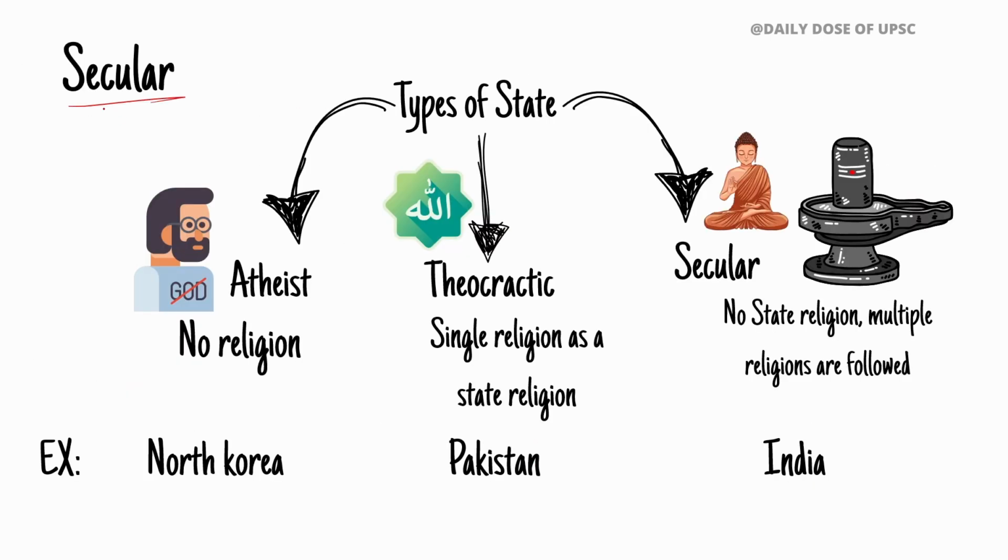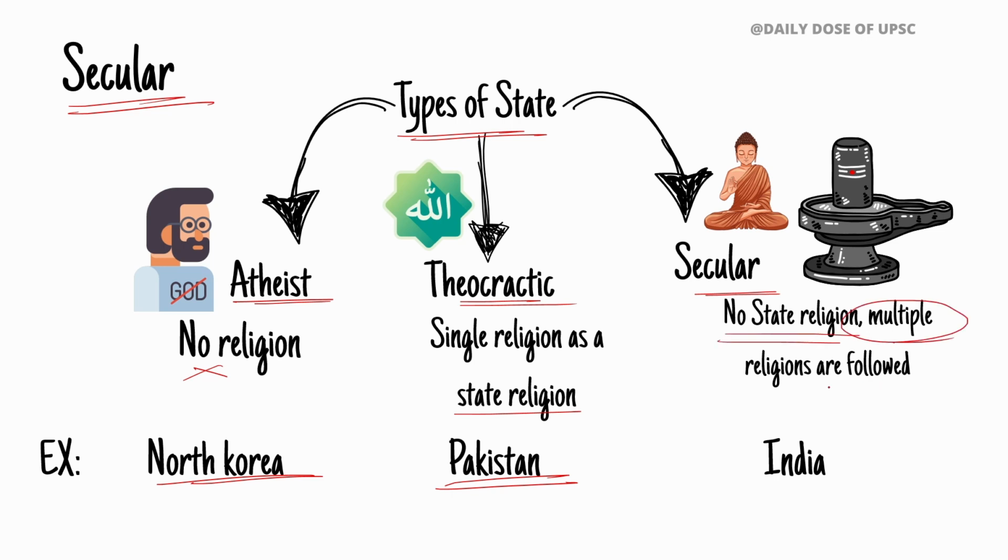Next keyword is secular. To understand this word secular, let us know the different types of states. There are 3 types of states: atheist, theocratic and secular. In the atheistic type of state, there is no religion as a state religion. For example, North Korea. In the theocratic state, there is a single religion as the state religion. For example, Pakistan.